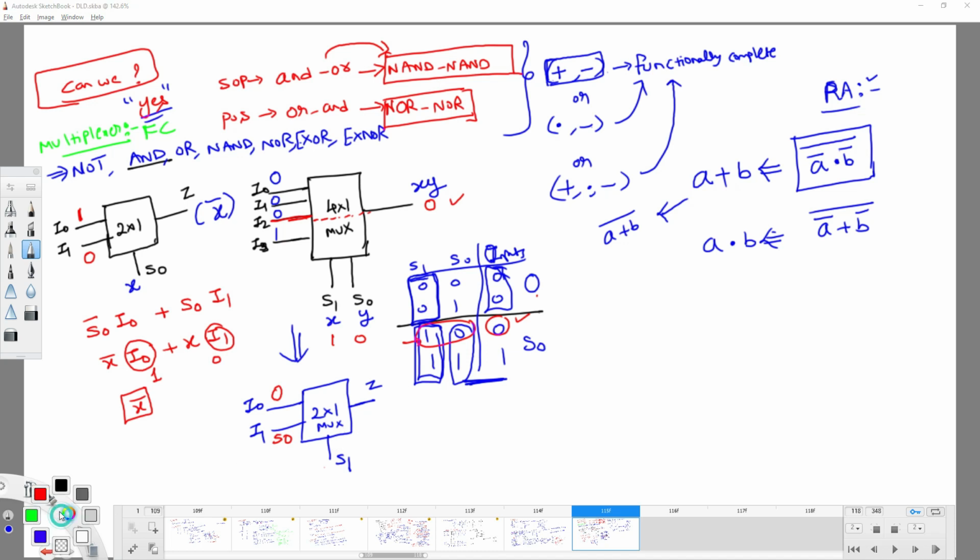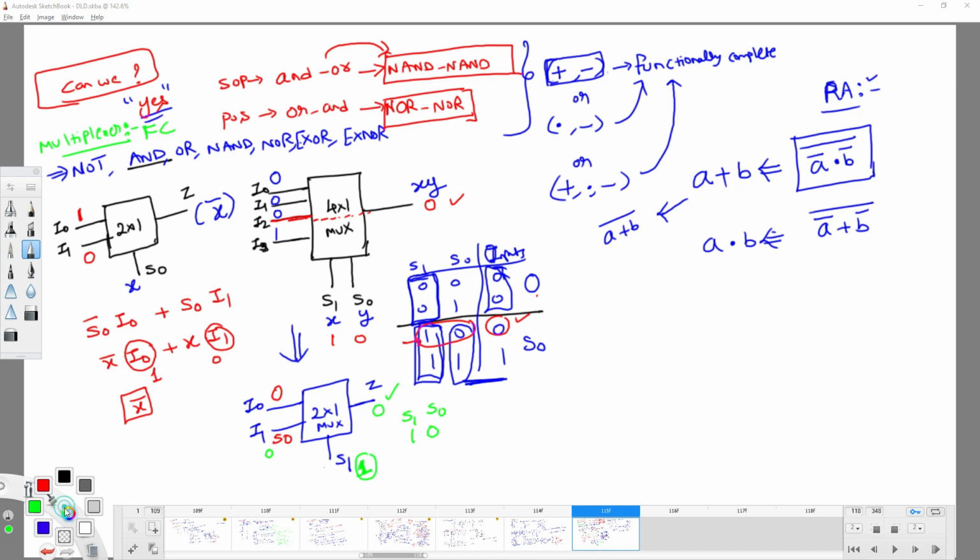For example, if I give the input as 1 0, S1 is 1, S0 is 0. 1 will be here and 0 is here. If I pass 1 0, as I am getting 1 as input, what is selected? I1 is going to be selected. What is the value of I1? 0. So this way it is going to be verified.